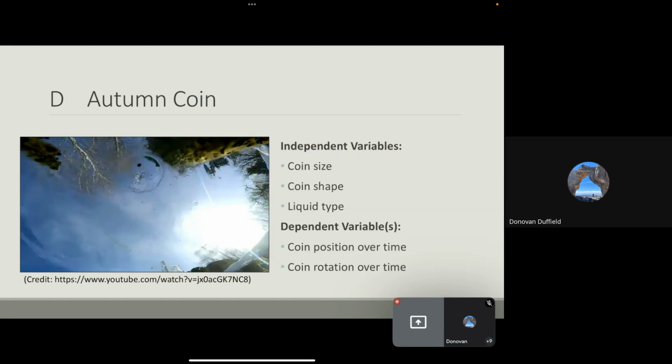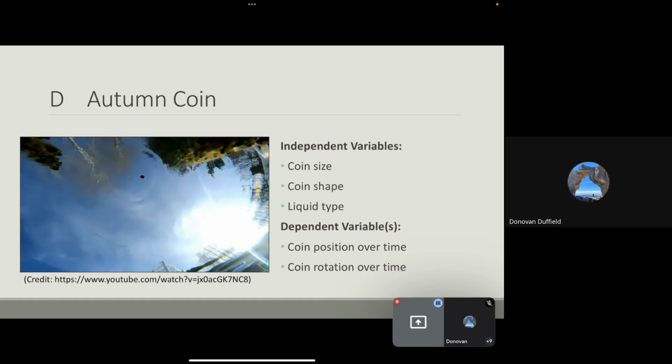So what are these parameters? What are these independent variables? Well, the coin size, the coin shape, those can matter. And the liquid type also matters, right? So you can look at water, but they specify a liquid. So you can throw a coin into anything, right? It doesn't have to be water. It can be honey, if you want to try that. And you should also even just look at the motion of a coin in the air and compare to how it behaves in water, right? Then your dependent variables are the coin's position and rotation over time.